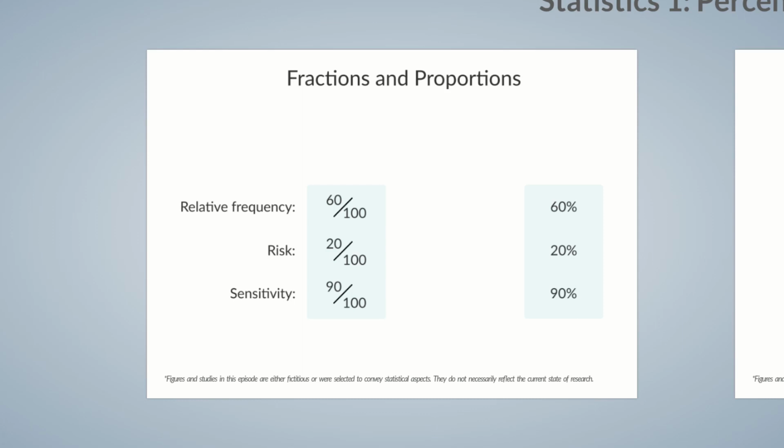Finally, we'd like to give you a few tips on the terms used. As you've seen, there are different terms that have the same meaning. Let's go back to the example of relative frequency. 60 out of 100 study participants are women. This information can be written in 3 different forms. The first form is as a fraction, or 60 divided by 100.